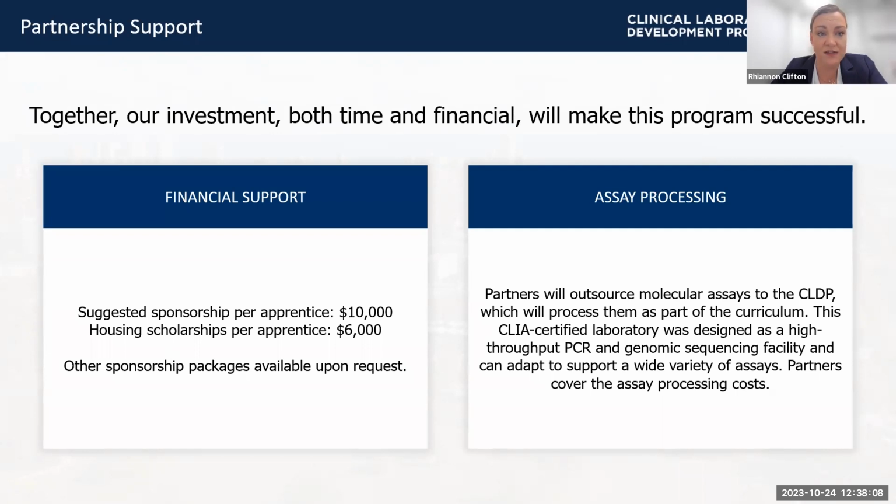They won't be releasing results or anything like that, and would need to be CLIA competent to do that at their partner labs. But again, we are a CLIA certified lab, and it was designed as a high throughput PCR and genomic sequencing facility. And we're very adaptable to testing that our partners would like to outsource to us. Next slide.